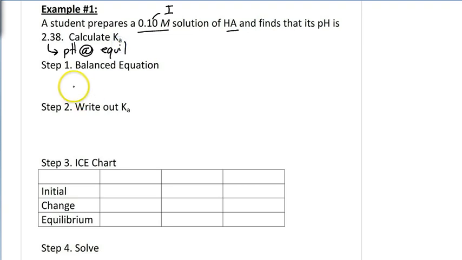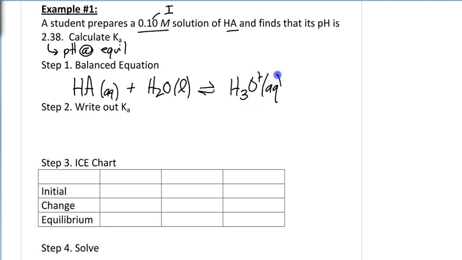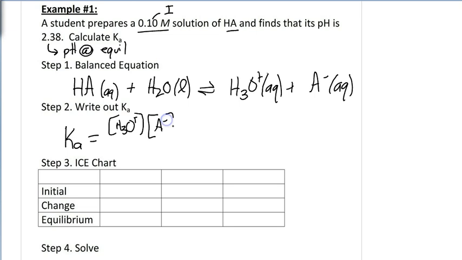First thing you always want to do is start by writing a balanced equation. So your acid, which is aqueous, will react with water. You'll put it into water, and it will turn into H3O plus and A minus, which is aqueous. So your Ka expression would be H3O plus, same as we wrote before, times A minus over HA's concentration.